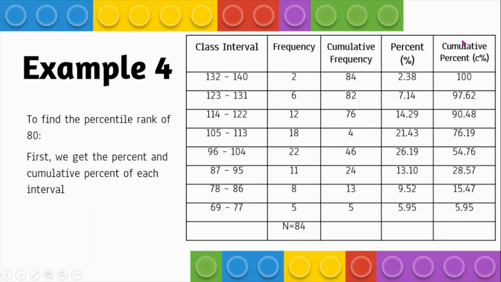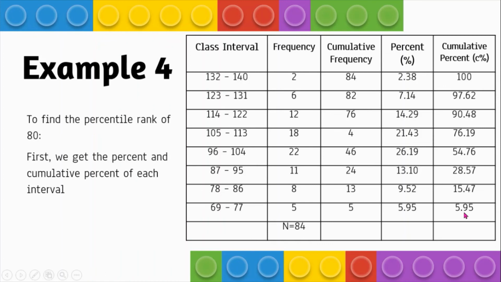How about the cumulative percent? That is just 84 divided by 84 times 100, that's 100. 82 divided by 84 times 100, that's 97.62. 76 divided by 84 times 100, that's 90.48. 64 divided by 84 times 100, that's 76.19. 46 divided by 84 times 100, that's 54.76, and so on.